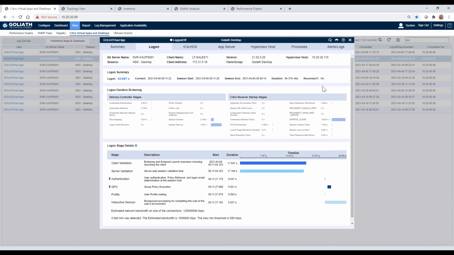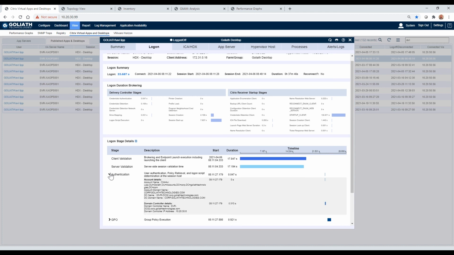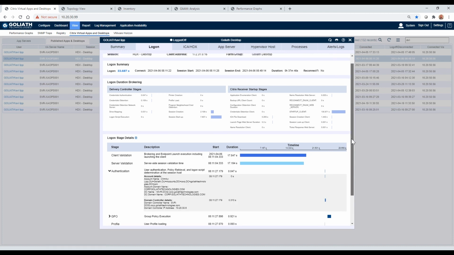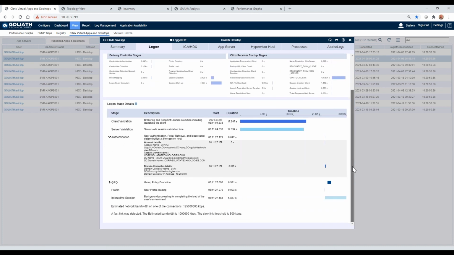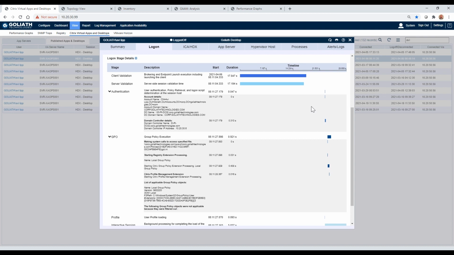At the top right, you're able to see what's happening at Citrix Receiver. And remember, this is without deploying any technology to the endpoint machines themselves. But you're able to see ICA file download, session creation. Then at the bottom, you're able to see the logon stage details from the session host. So client server validation, authentication, you can drill down into that and see which OUs that user was a part of, the domain controller that authenticated the user. And then for group policies, we're going to show you each group policy down to the policy name and how long each one took to execute.